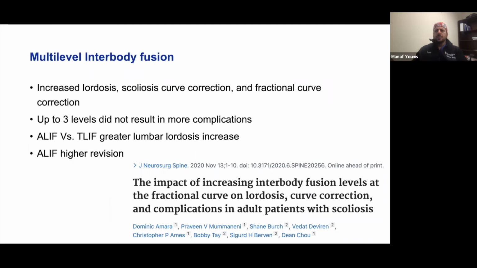A single institution retrospective review of patients treated for scoliosis concluded that more levels of interbody fusion resulted in increased lordosis, increased scoliosis curve correction, and fractional curve correction. However, additional levels of interbody fusion up to 3 levels did not result in more postoperative complications or morbidity. ALIF resulted in a greater lumbar lordosis than TLIF, but ALIF had higher revision rate postoperatively.